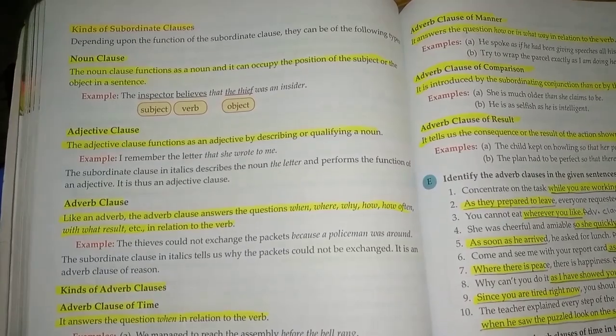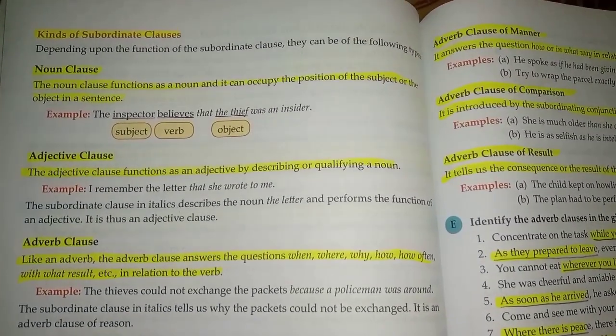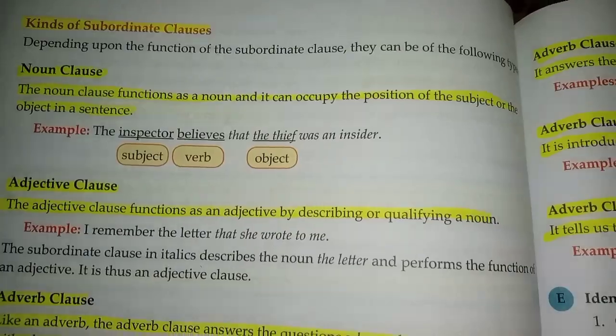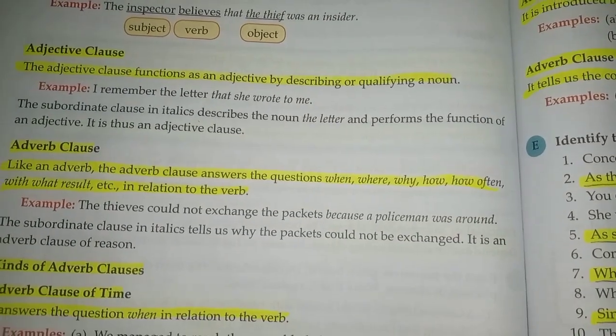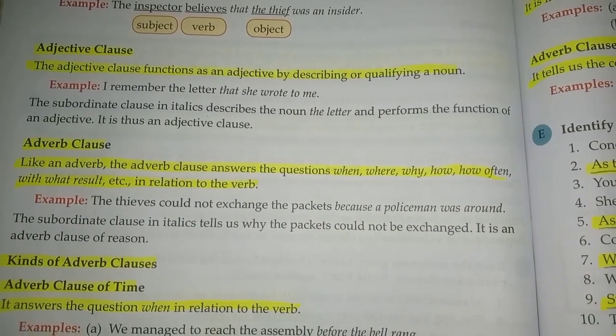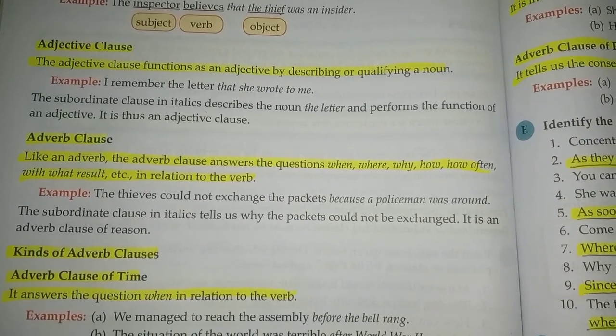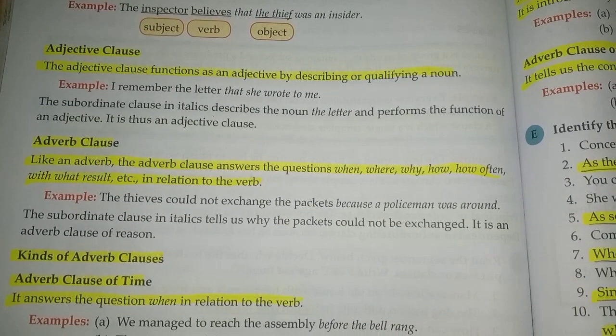So let us discuss them one by one. First kind is noun clause. A noun clause works as a noun in the sentence. Second, adjective clause. An adjective clause describes a noun or pronoun. Third is adverb clause. An adverb clause modifies a verb, adjective, or adverb.